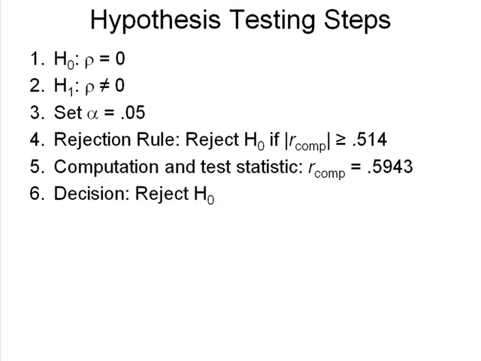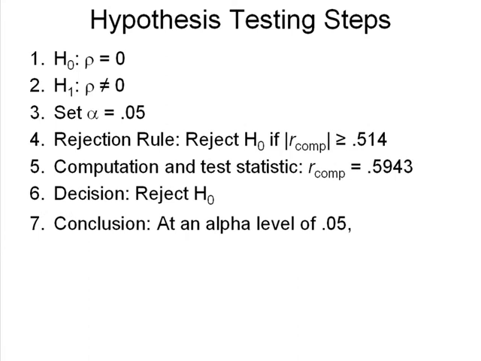Now step 7 is a 3-step final statement, conclusion. So we always start with whether or not we'd reject it. We always start by saying what our alpha level is. So we would say at an alpha level of 0.05. That's just the way they always start. At an alpha level of 0.05.